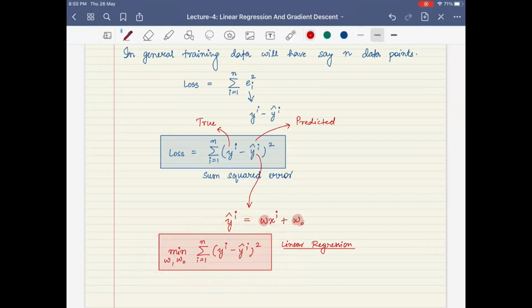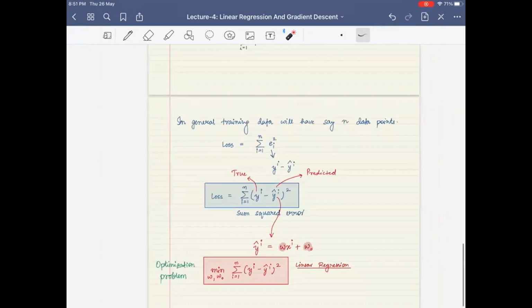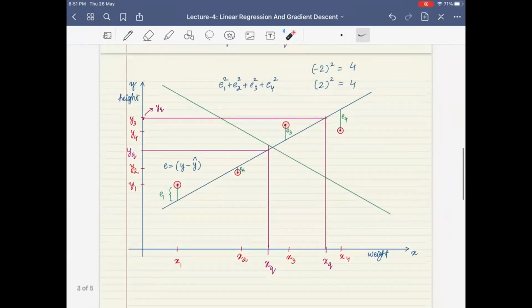This actually is called an optimization problem, right? Recall yesterday I talked about optimization. Optimization is nothing but the study of how to minimize or maximize a function. So this is nothing but an optimization problem. You want to minimize something by changing something. You are allowed to change W and W naught. What do I mean by change W and W naught? If you change W and W naught, you're changing the line, right?